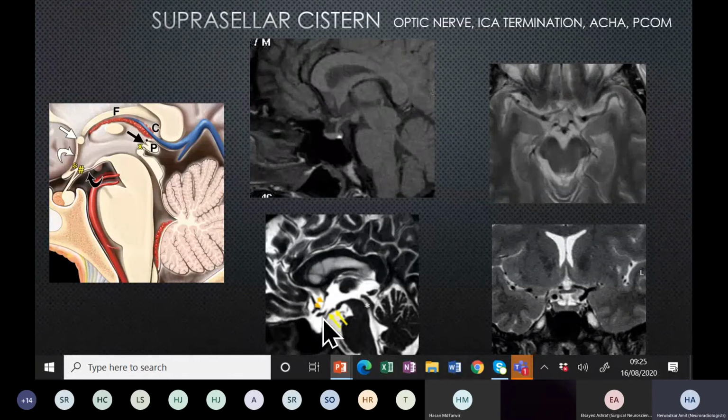And you can imagine it contains the pituitary infundibulum. It contains this structure, which is the optic chiasm over here, and I'll show you that in an axial. So what we are seeing here, the optic chiasm is over here in the midline.